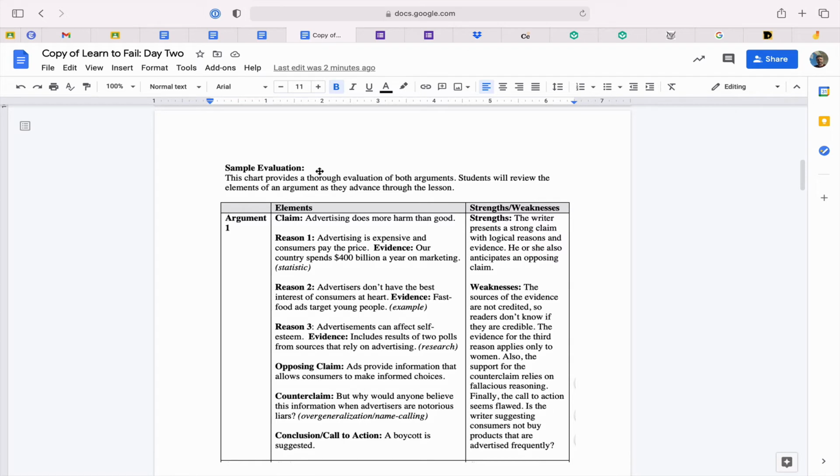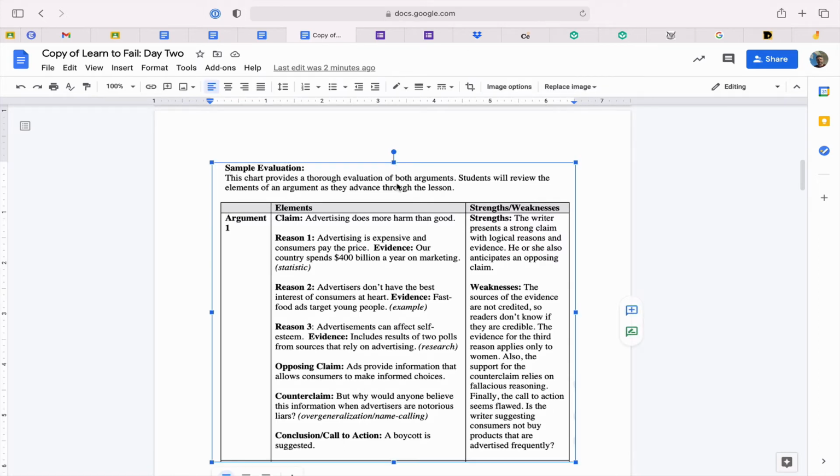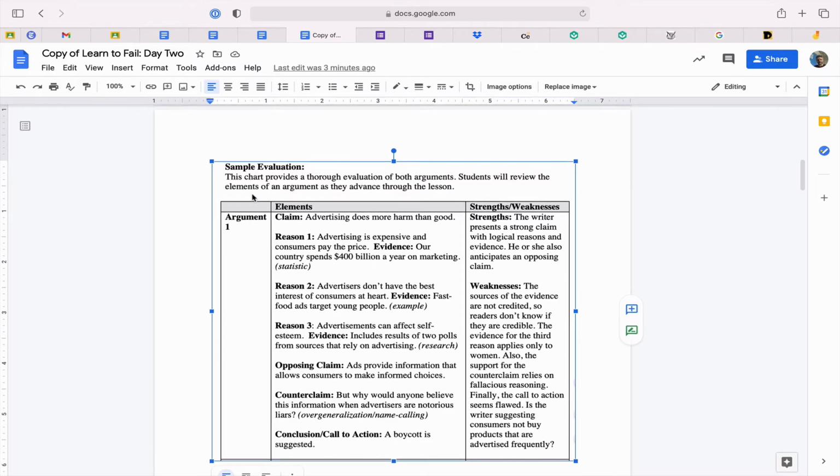This is a sample evaluation. This chart provides a thorough evaluation of both arguments. This is just one argument, so the original chart, which comes from the student textbook, the Holt Mifflin textbook, has two arguments. This is just argument one. Students will review the elements of an argument as they advance through the lesson.